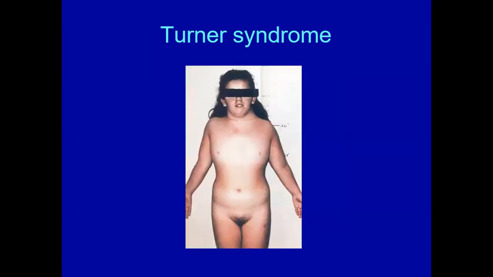So this is a photograph of Turner syndrome. They also have a webbed neck, low set ears, and also wide-spaced nipples. So these are some of the features. They also have streak ovaries. So this is a condition called Turner syndrome.